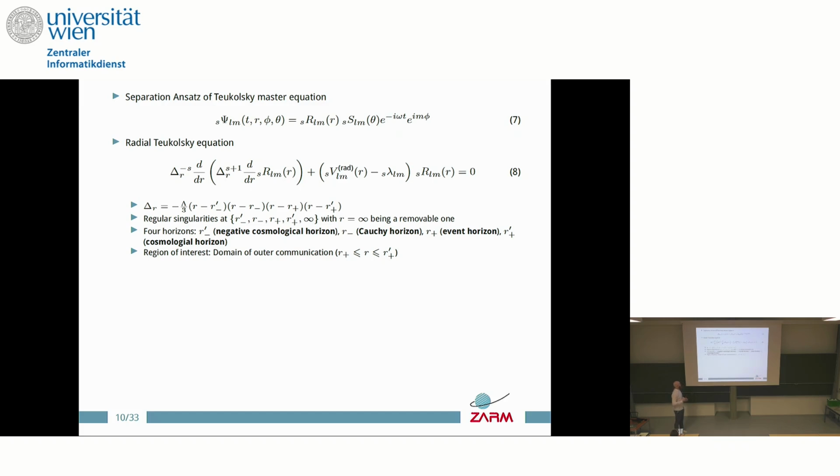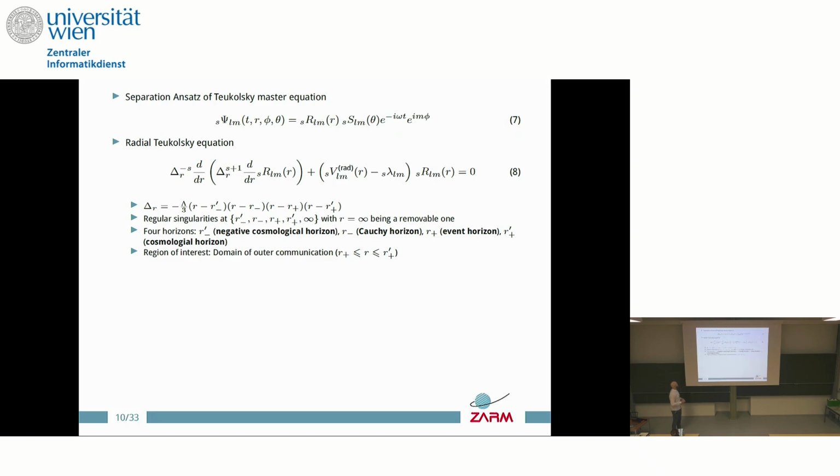I will come back to this later. Yeah, the four horizons are the regular singularities of this differential equation, and we want to narrow down our region of interest to the so-called domain of outer communication. So we will keep our evaluation between the event horizon and the cosmological horizon.